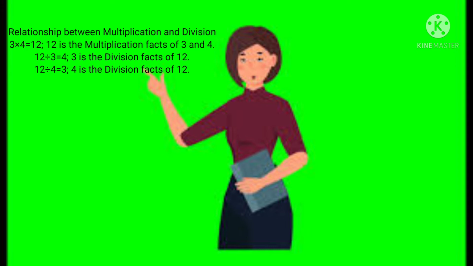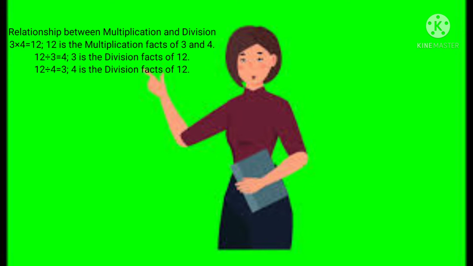At the same time, if we say 12 divided by 4 is equal to 3, here the divisor is 4. We can say 4 is the division fact of 12, right? So here what do we understand? We can see that multiplication and division are opposite operations. Okay. So we can write, therefore, multiplication and division are opposite operations. Alright.